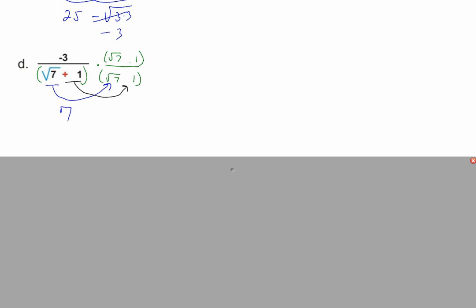Gotta always be thinking. Did you end up with a 7 minus 1, which is a grand total of 6? Did you then, therefore, reduce before you multiply that top? And you should. That gives me a 2 on the bottom and a negative 1 on the top. Finish it off, distribute your negative 1. So now we have negative the square root of 7 plus 1, all divided by 2.